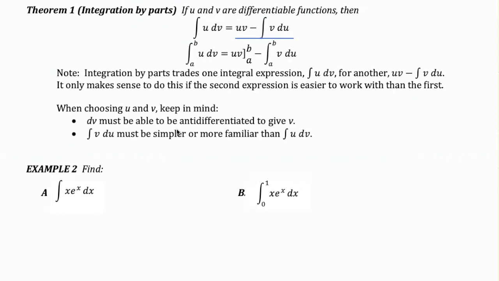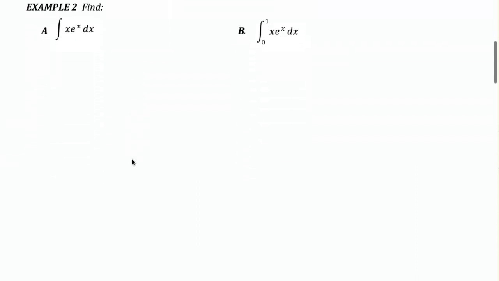So things to keep in mind: you have to be able to integrate whatever you let be your dv in order to get back to the original function v, and the integral of v du must be simpler or more familiar than the integral of u dv. So let's take a look at some examples. In example 2, part A, we're asked to evaluate this integral.